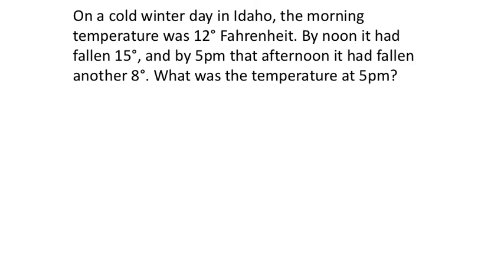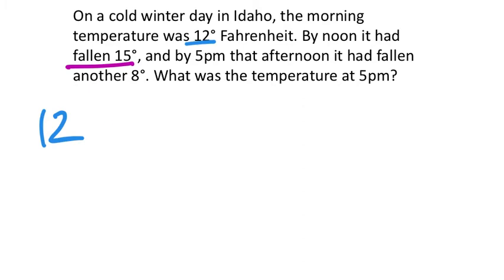Word problems as well. On a cold winter day in Idaho, the morning temperature was 12 degrees Fahrenheit. By noon, it had fallen 15 degrees. And by 5 p.m. afternoon, it had fallen another 8 degrees. What was the temperature at 5 p.m.? So it's going to start at this 12 degrees right here. And from that 12 degrees, we're going to look at noon first. And it says it had fallen 15 degrees.